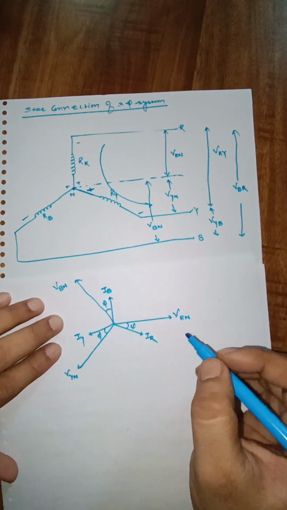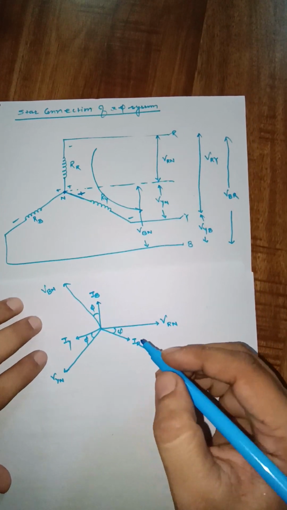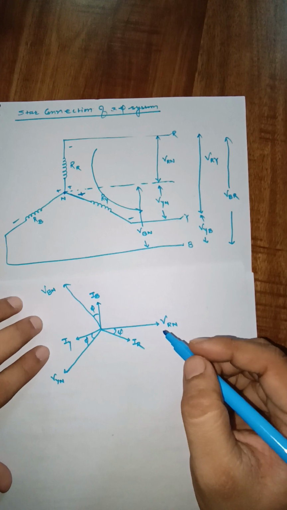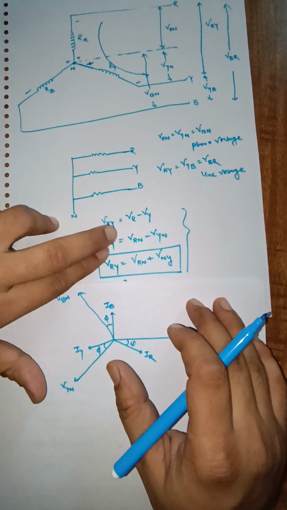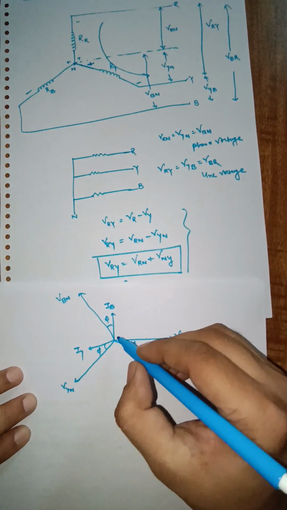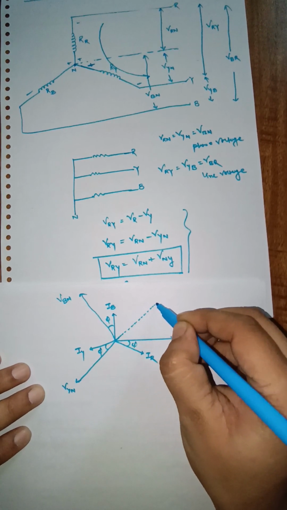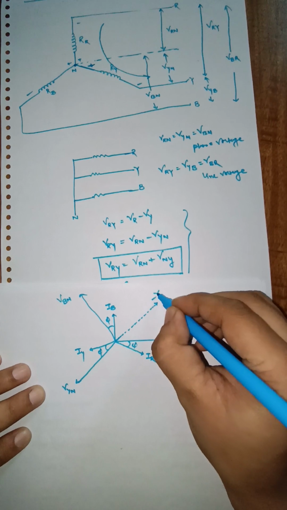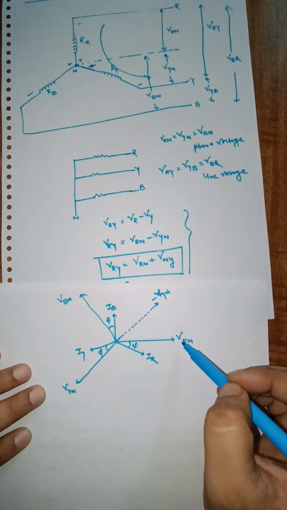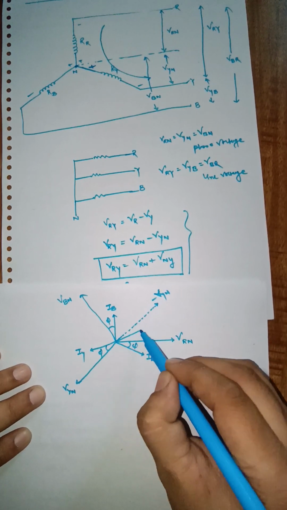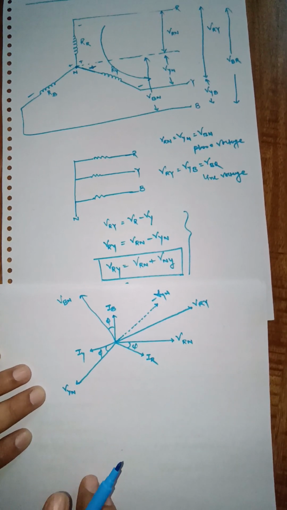Here these will be your currents. Now we have to find VRY. So VRY will be equal to what? VRN minus VYN. So let me take this VYN in the opposite direction. It will be equal to minus VYN in the opposite direction. So combination of these two, VRN and VYN, will provide me the line voltage VRY. Clear?